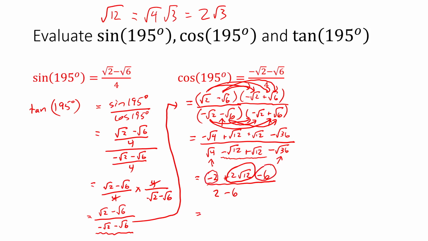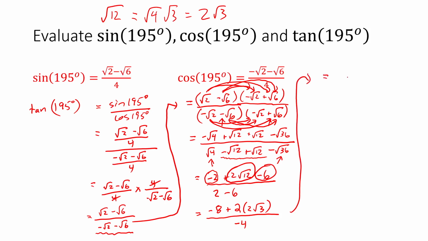And so what I'm going to do in my next step, I'm going to collect this negative 2 and negative 6, and that's going to be negative 8. And then that 2 root 12 will become 2 times 2 root 3. And of course, I subtract 2 minus 6 in the denominator, I get negative 4.